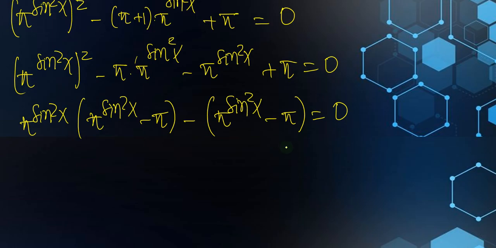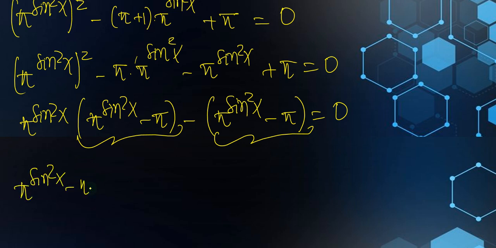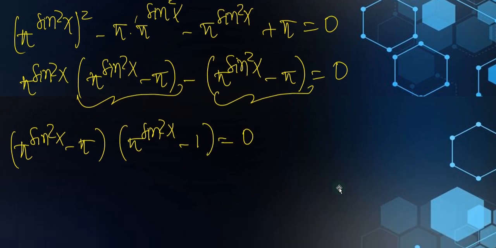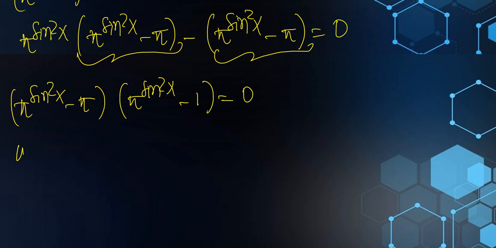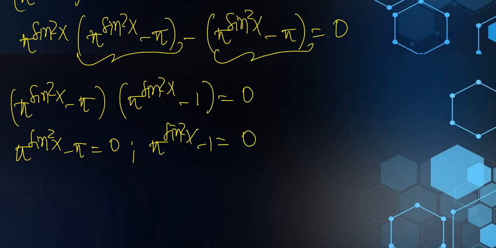So now we have that this one here is equal to this one here. We have pi to the sine square x minus pi, which multiplies pi to the sine square x minus 1, and this is equal to 0. This means that pi to the sine square x minus pi is equal to 0, and pi to the sine square x minus 1 is 0 as well.